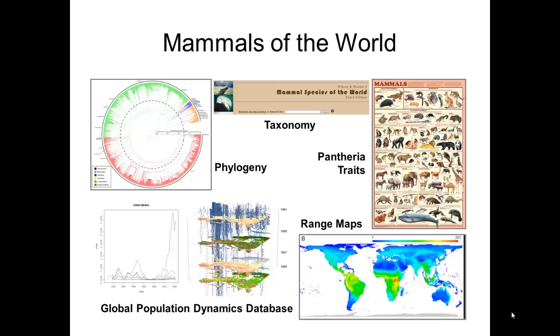I had range maps for all the mammals, collated by the WCMC, which I can never remember what it stands for, in Cambridge, and something called the Global Population Dynamics Database, which was a database of abundance records for lots of different species around the world. And that's a sort of 3D viz attempt to visualize those data. So I had the job of putting these data together into an integrated database to allow people to query across these data sets.